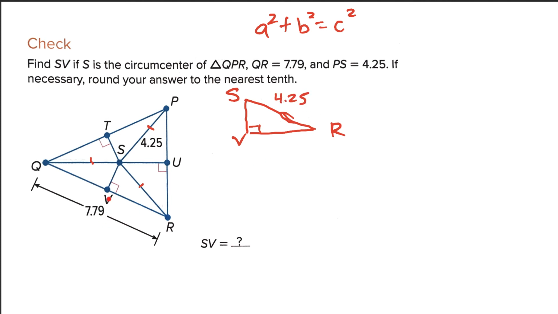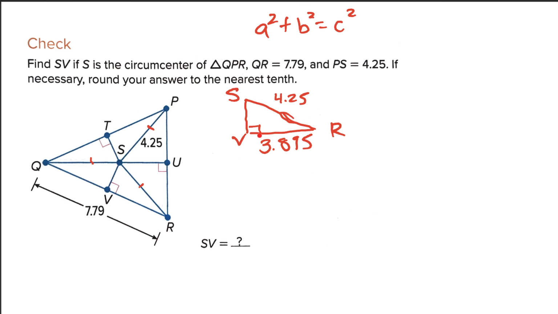We can figure out the length from V to R as well. The whole thing's 7.79 from Q to R, but since V is the midpoint, we can divide that by 2. Just take out your calculator here. So 7.79 divided by 2, 3.895. And I'm going to just leave that whole decimal there. I'm not going to start rounding to the nearest tenth until I get to the end. And later on, we'll show you how to store all this stuff in your calculator.